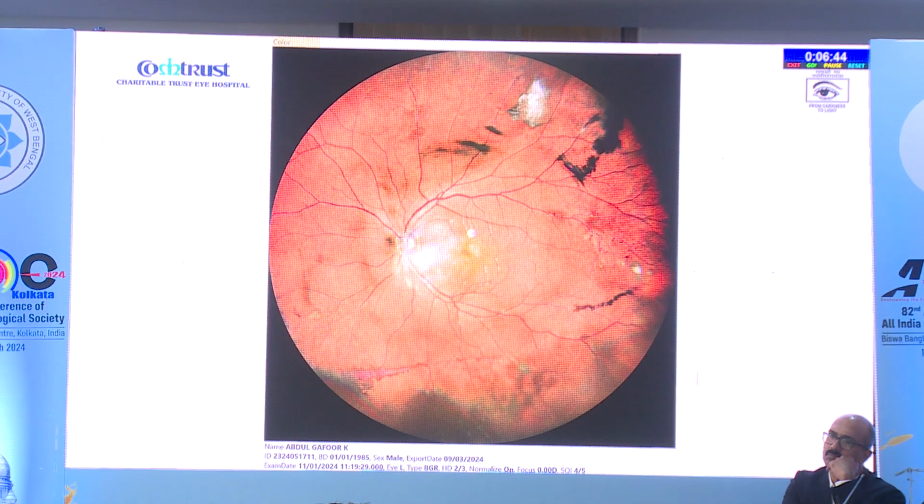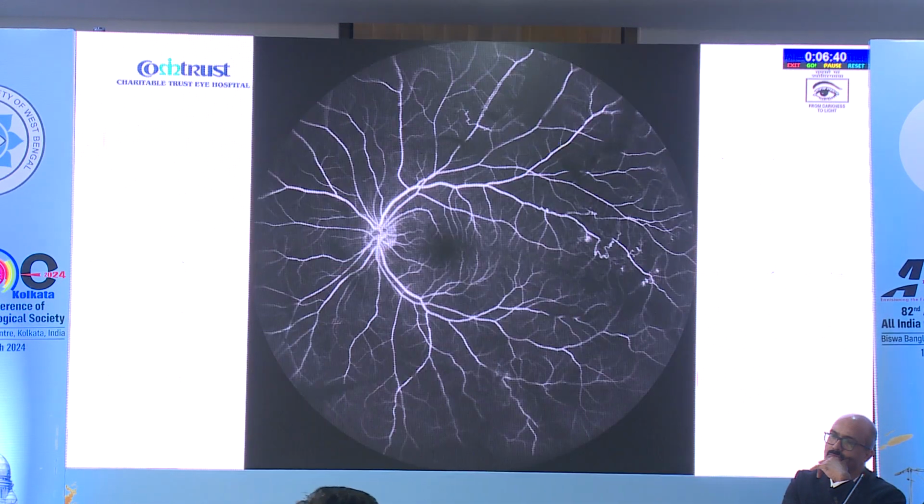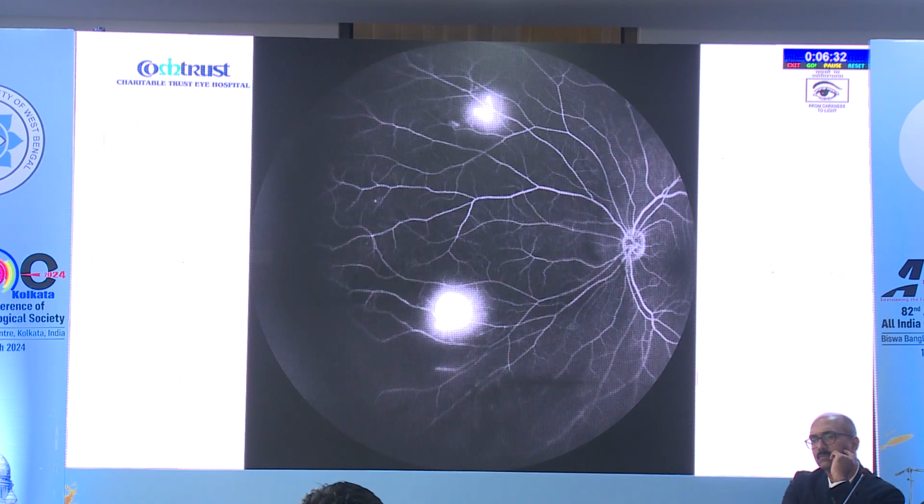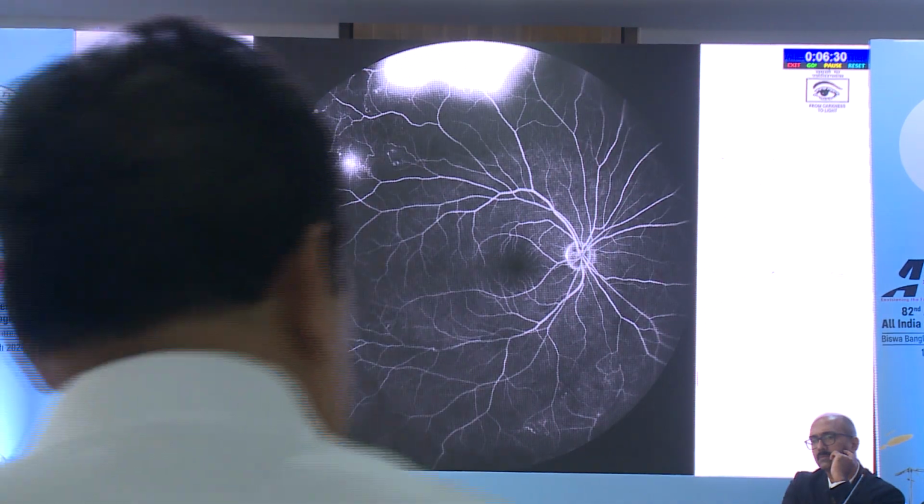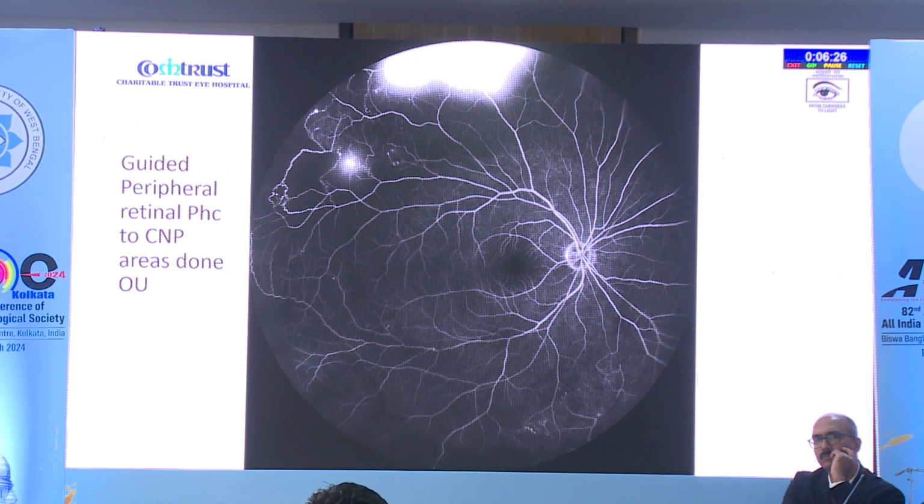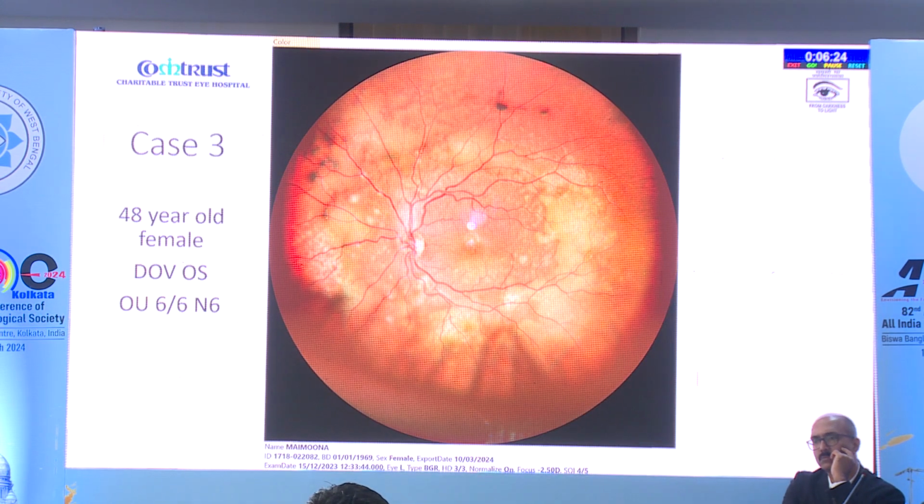and you can see the whole extent of CNP areas very clearly. Similarly, in the left eye, which had a mild vitreous hemorrhage which was causing the floaters, here also you can see the angiography clearly shows the capillary non-perfusion areas as well as the neovascularization. So we could do a well-guided photocoagulation to the peripheral CNP areas for this patient, so that the new vessels regressed well post-treatment.